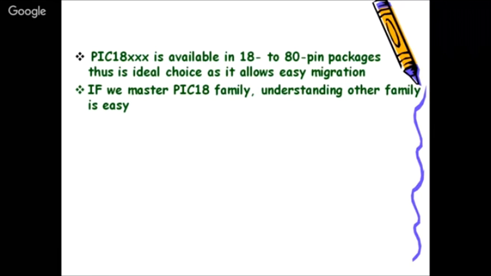One important point, as I was telling, is that there are different families and series in PIC, like low range, mid range, and high end range, starting from 10x, 12x, 14x, 18x. Today I have mostly picked the 18 series family. If we understand a little bit of this, you can work with almost all other series also, as they are almost the same.